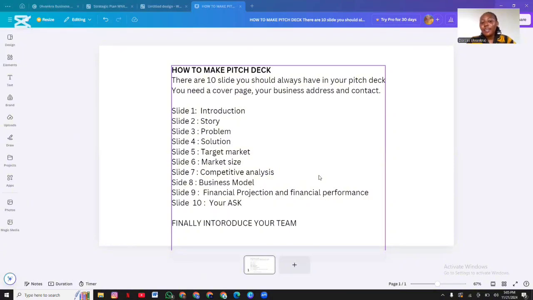So our slide 8, business model. How do you sell your product? Very important. How do you sell? Where do you push your product to the world? Do you sell offline or do you sell online? Are you selling B2B or are you selling B2C? You should make sure that you differentiate. Like you should know your business model. You should know who you're selling to. You should know how you're making your money.